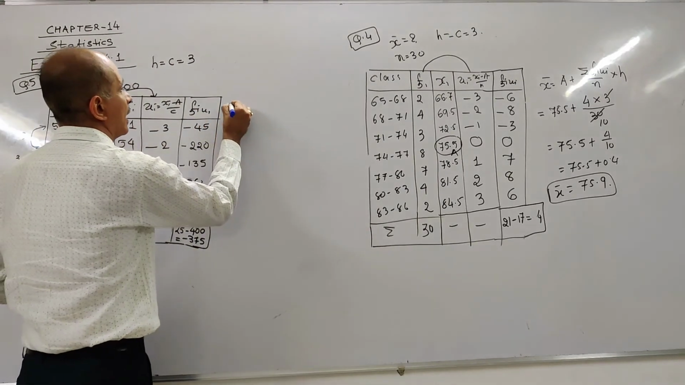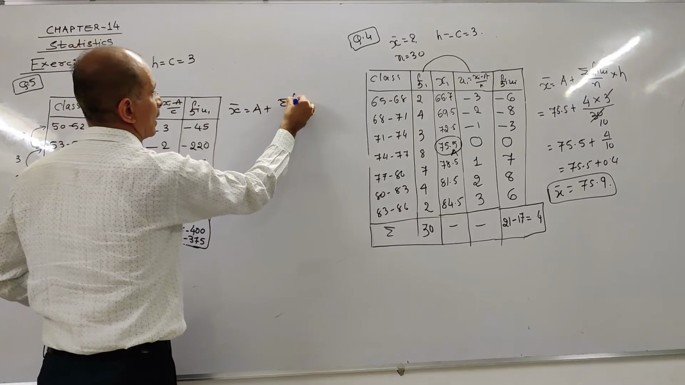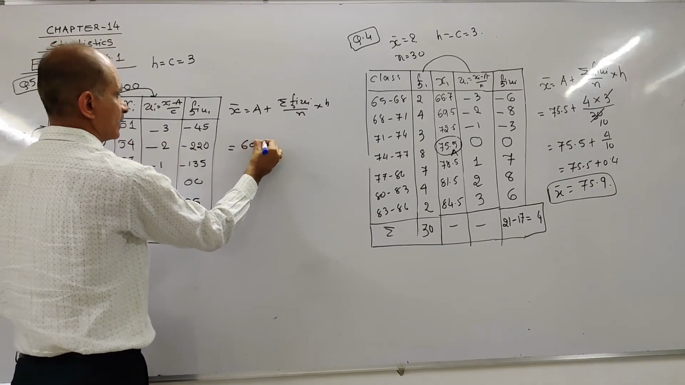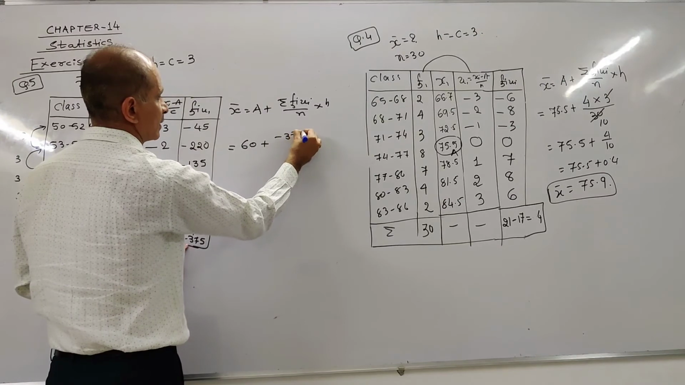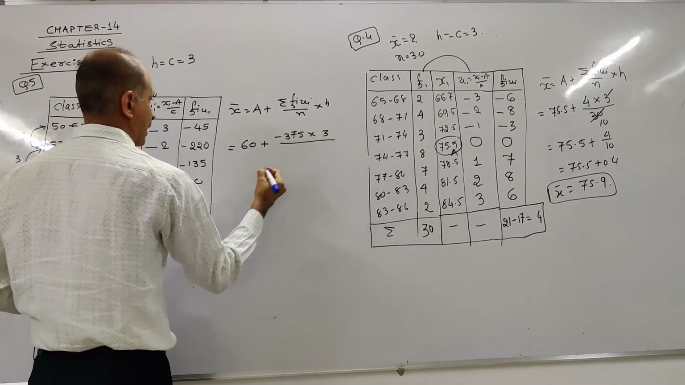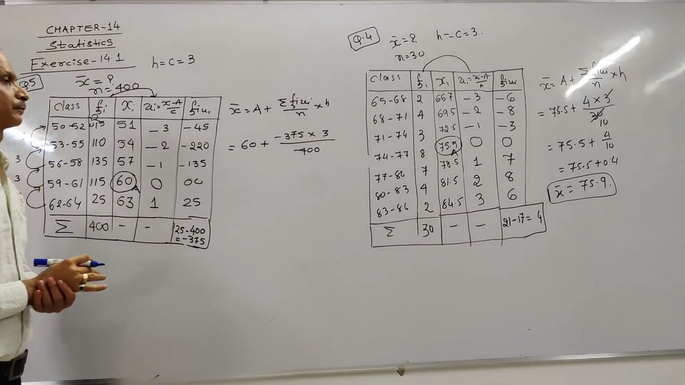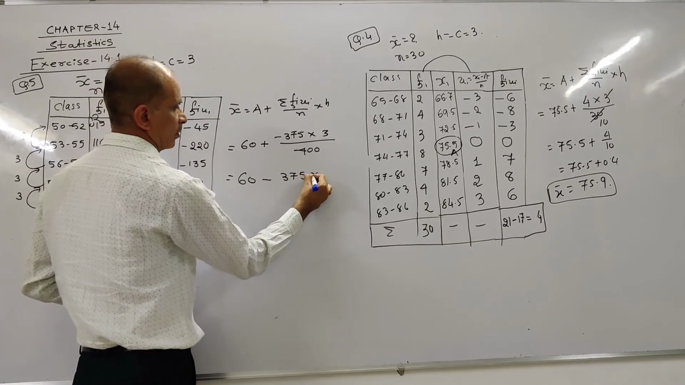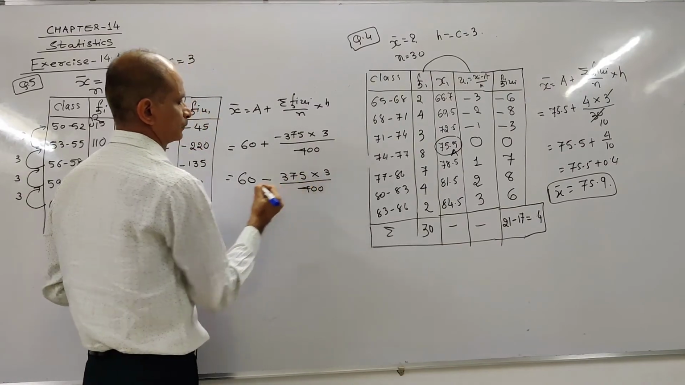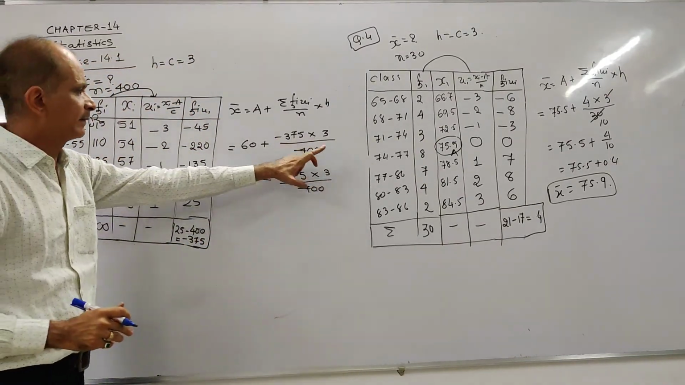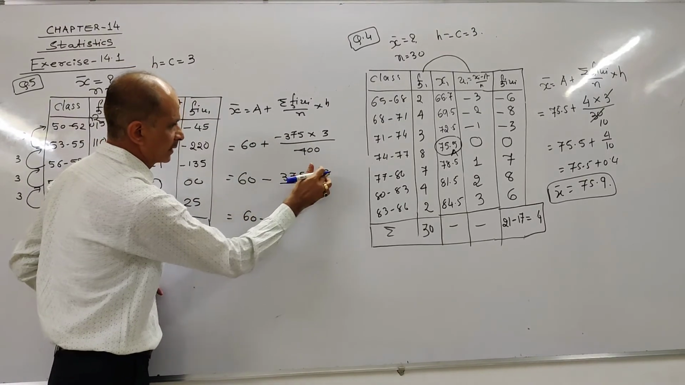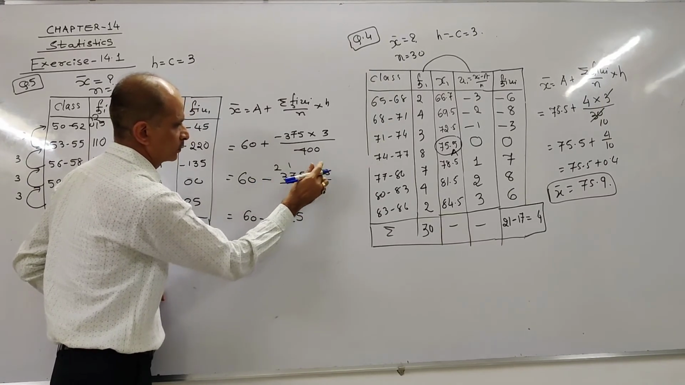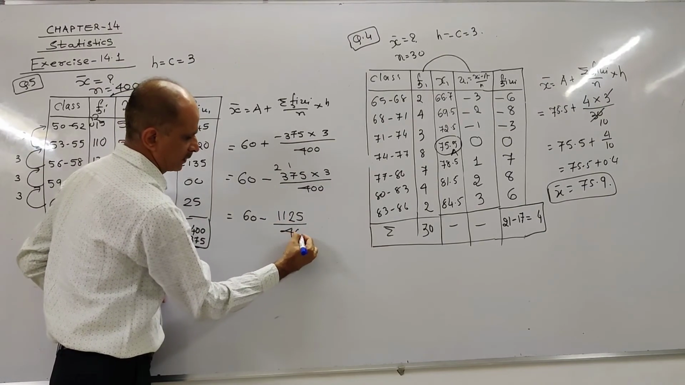Now write down the formula. x bar is equal to a plus sigma fi ui upon n into h. a means 60 plus minus 375 into h means 3 upon n means 400. So you can write 60 minus 375 multiplied by 3 upon 400. First of all, let me multiply 375 by 3. 3 fives are 15, 3 sevens are 21 plus 1, 22, plus 2, 3 threes are 9 plus 2, 11. So 1125 upon 400.